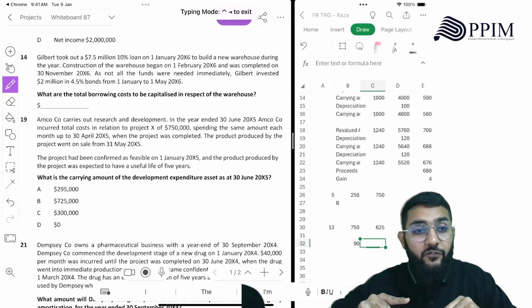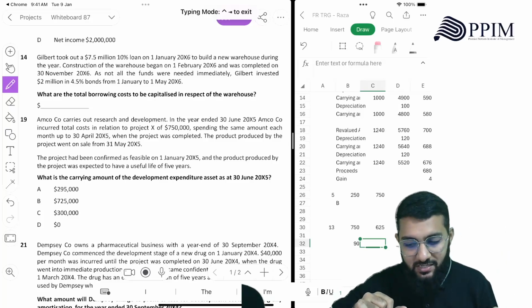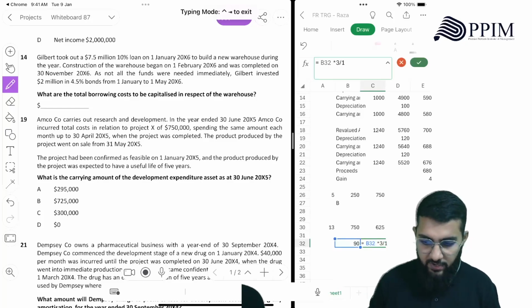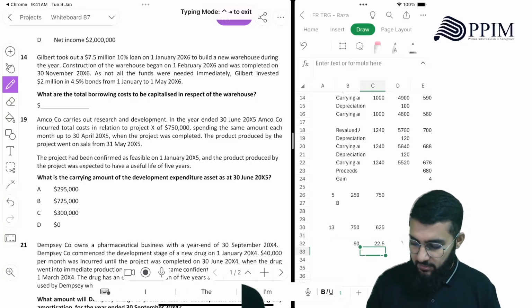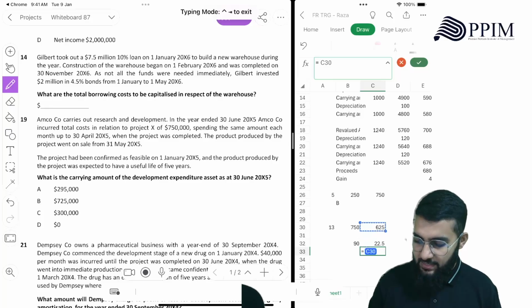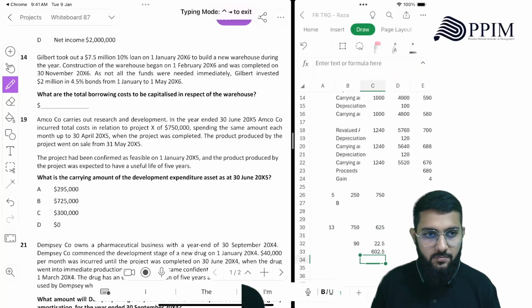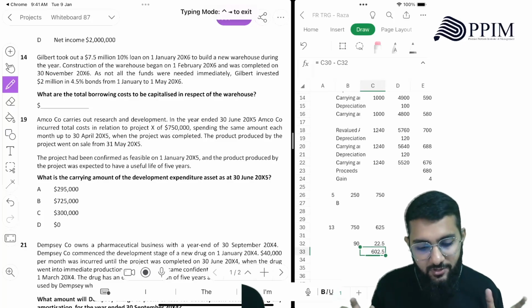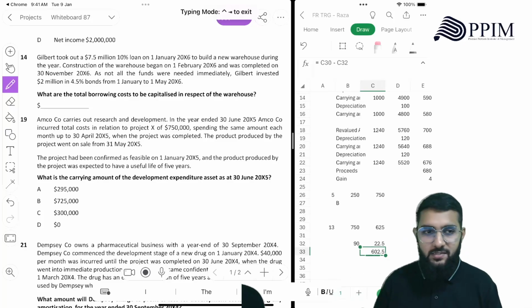But out of the 4 months, only 3 months was relevant to us during the construction period. This into 3 divided by 12. So this minus this. What's the answer? Do we have that option here? So here you have to write the answer, which is going to be 602,500.